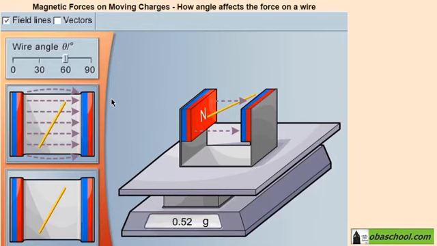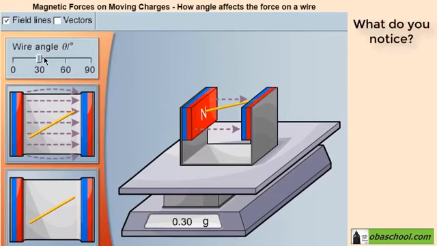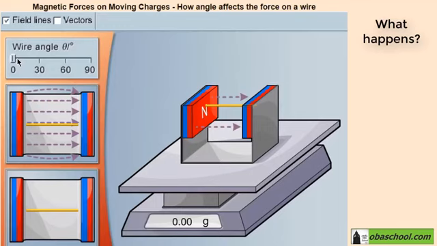Now, let's change the wire angle to 30 degrees. What do you notice? Yes, the balance reading is reduced to 0.3 grams. And finally, let's change the wire angle to 0. What happens? The balance reading becomes 0.